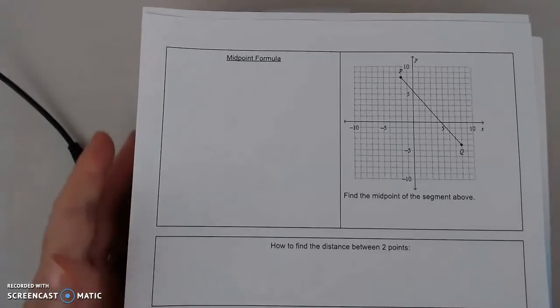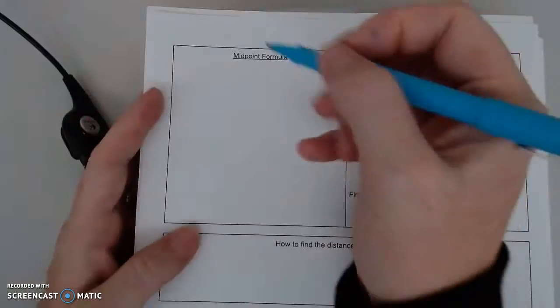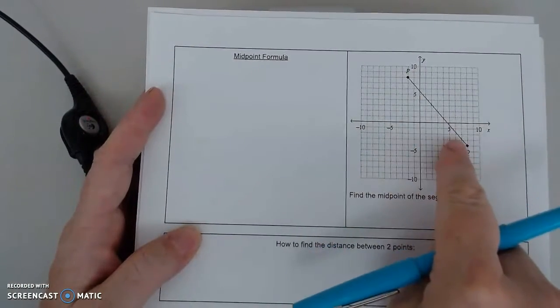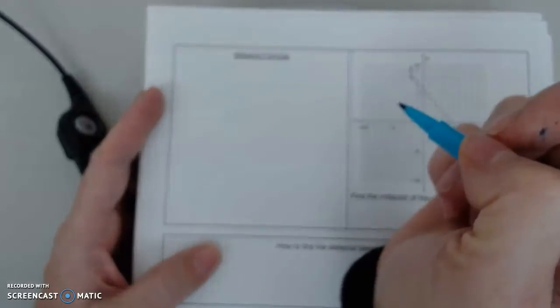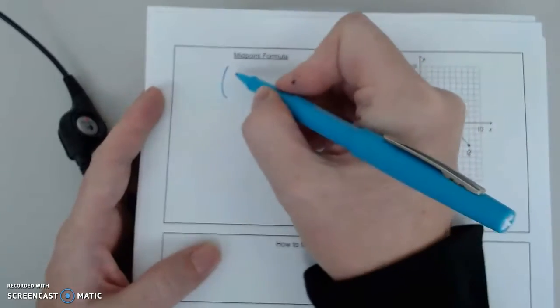All right, let's do the second half of this lesson. The midpoint formula is, if you have a segment on a graph, we want to find the exact middle. There are lots of other strategies, but the formula is probably going to be the quickest.